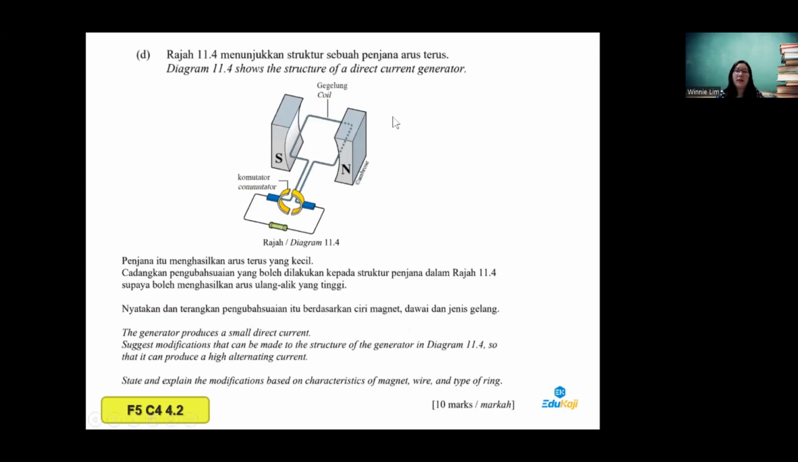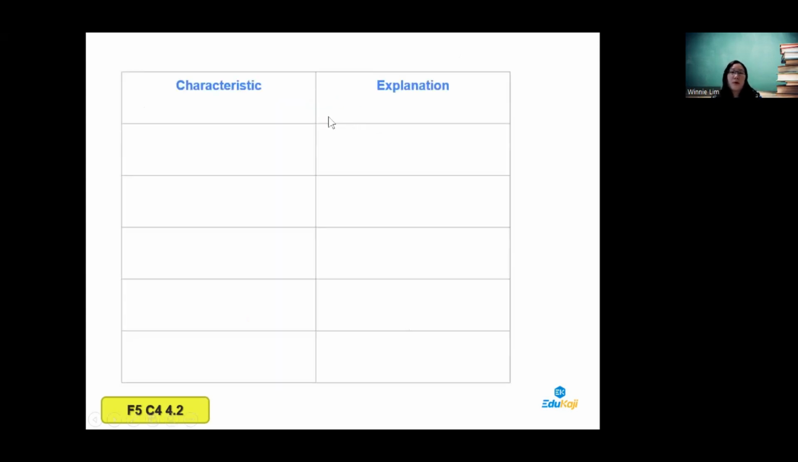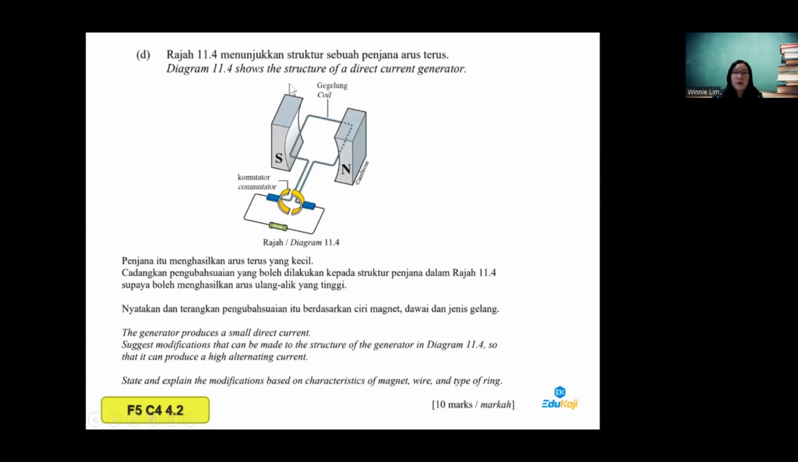Okay, part D, diagram 11.4 shows the structure of a direct current generator. So the generator produces direct current. Then they will need you to make some suggestions. They want the current to become higher, and alternating some more. Not only does the current become higher, there must be alternating current.